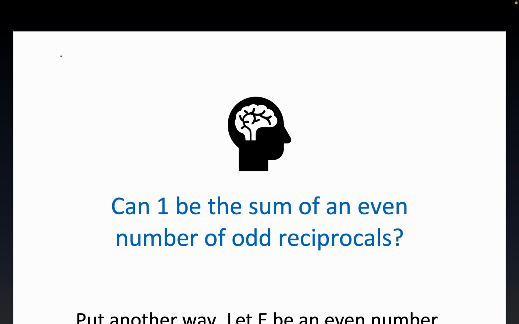Hey everybody, just in case the language isn't clear, this would be an example. 1/3 is what I would call an odd reciprocal, and then 1/5. And this is an even number of odd reciprocals, namely 2 odd reciprocals, right? Well, this certainly does not equal 1. But maybe you could add enough to where it would be equal to 1. So we're going to set out to prove whether or not that's a possibility, okay?